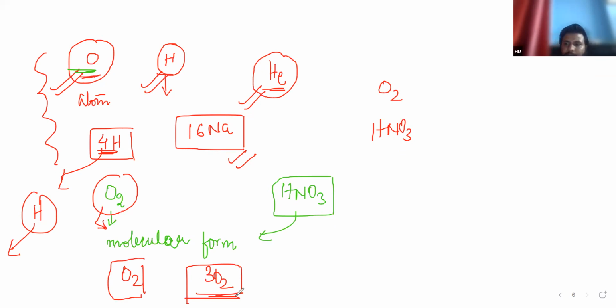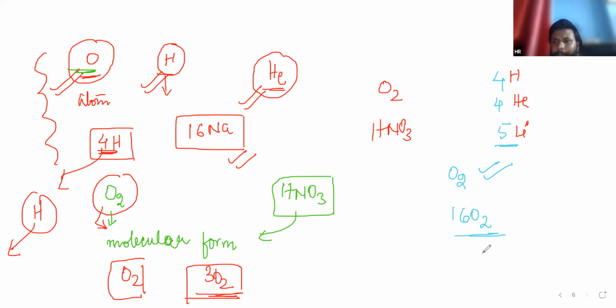There is a difference between atoms and molecules. Atoms are single, like hydrogen, helium, lithium. And if there is a multiplying constant number, this determines its number. Like 4H means 4 atoms of hydrogen, 4He means 4 atoms of helium, 5Li means 5 atoms of lithium. If I am writing O2, that means it's a molecule, not an atom, and it's 1 molecule of O2. If I am writing 16O2, that means it's 16 molecules of O2. Do you get it, Azza?